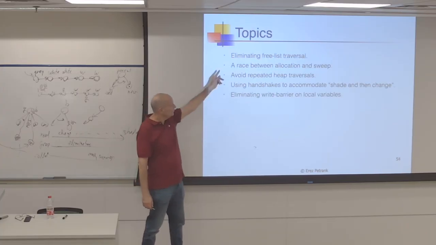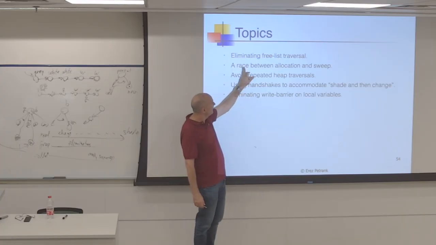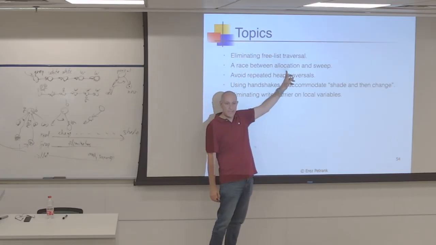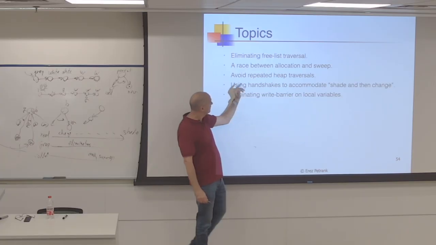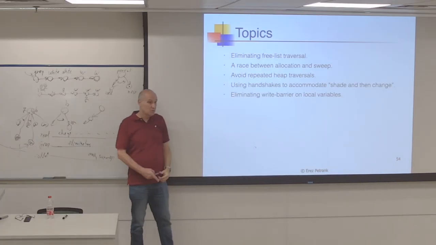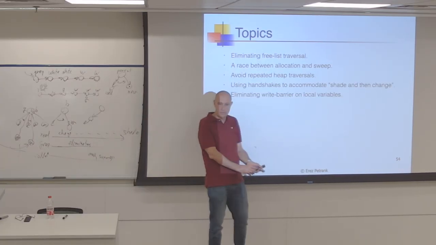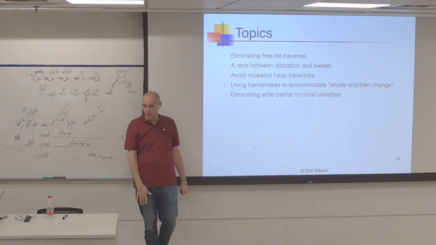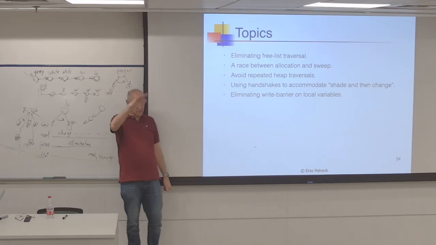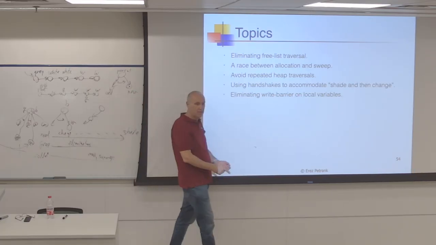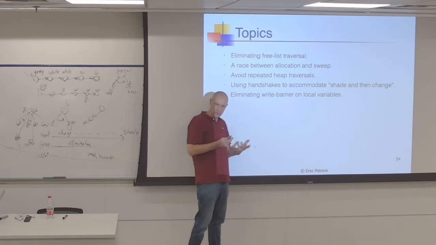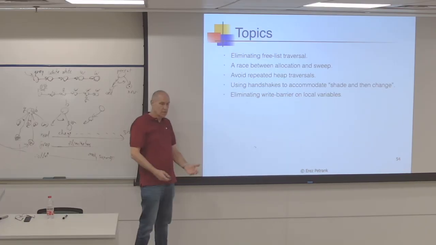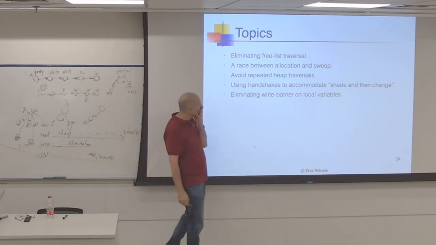So we want to eliminate the free list traversal. We want to fix a race between allocation and sweep. We want to avoid repeated traversals. The way Dijkstra said we should do it is just go through the heap and look for gray objects. And so for each gray object, I might go through the entire heap. This is not the way you want to do things in a production garbage collector.